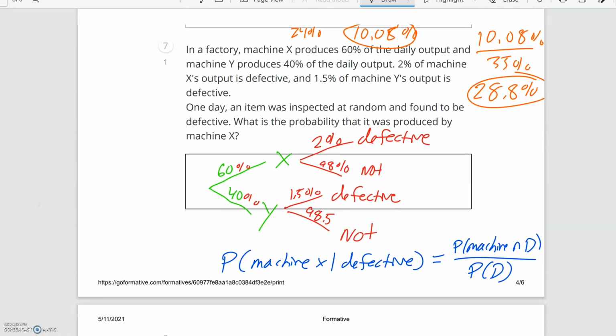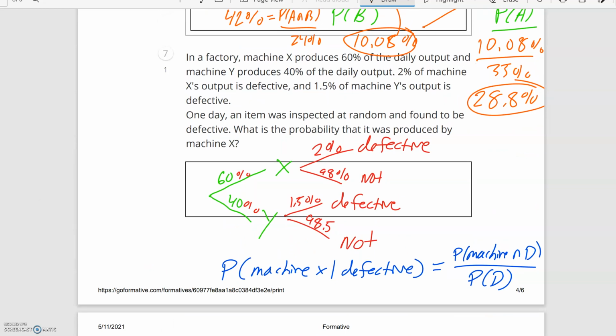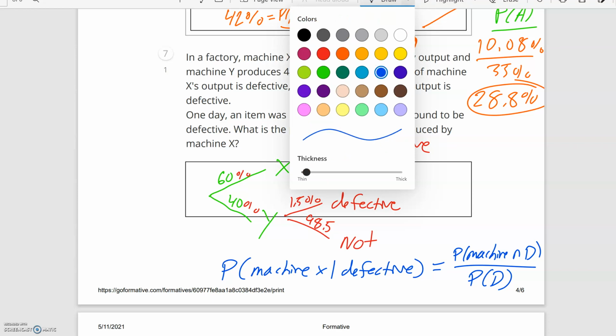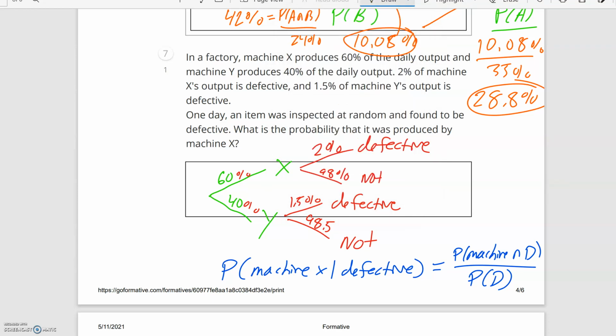Question 7. I'll finish on this one, and that will be it for this video. Again, it's easy if you can build the tree diagram. So again, machine X, you can see that right here. You get blue, no, let's go yellow. So probability of machine X producing the daily output is 60%, Y is 40%. And then from there, they tell me that 2% of the machine X's output is defective. So that's 2%, that's defective. 98% is not. For machine Y, it's 1.5, and then 98.5 there. So I have my tree diagram.